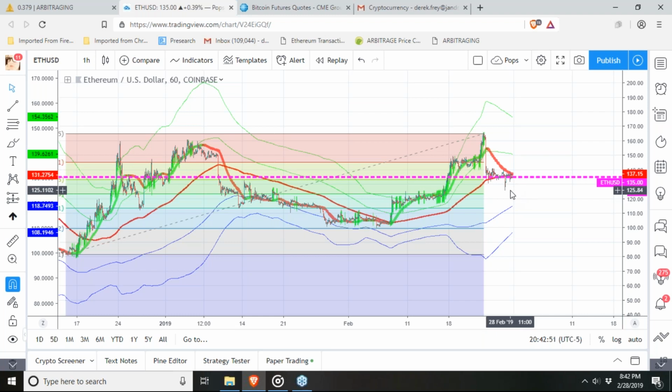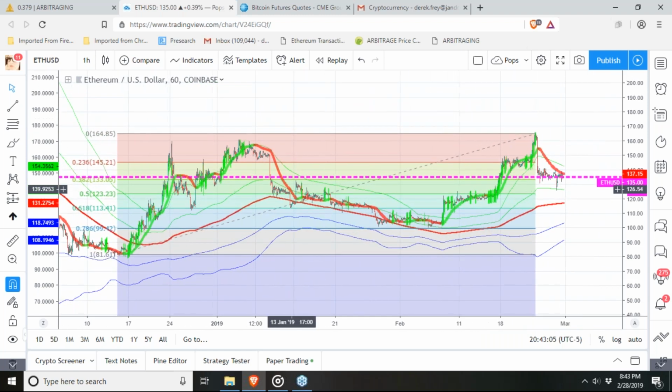As soon as I've reached 50%, and I've messed around with that percentage for years, all the way down to 23, just like it says on the FIB thing, 236. I've used every number from 236 to 786, and it actually works out best around the 50% level for me personally. So that's what I stick to.